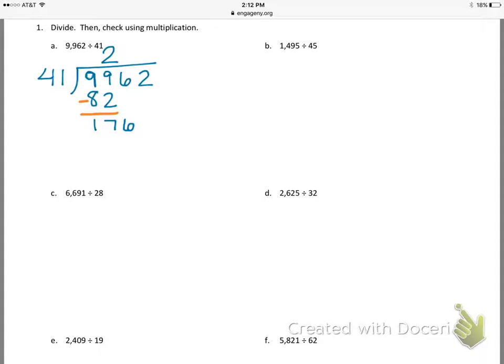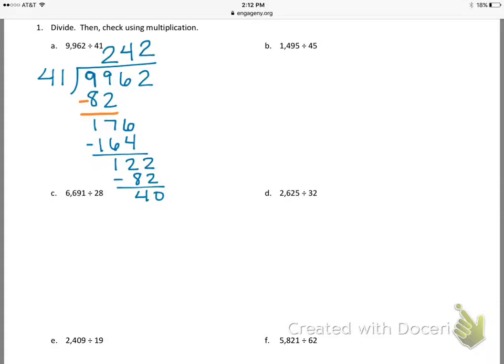How many times does 41 go into 176? About 4 times. 4 times 41 is 164. I subtract that. I get 12. I bring down my ones. Now I have 122 ones. 41 into 122 ones is approximately 2 ones. 2 times 41, 82. I subtract that, and I get 40.